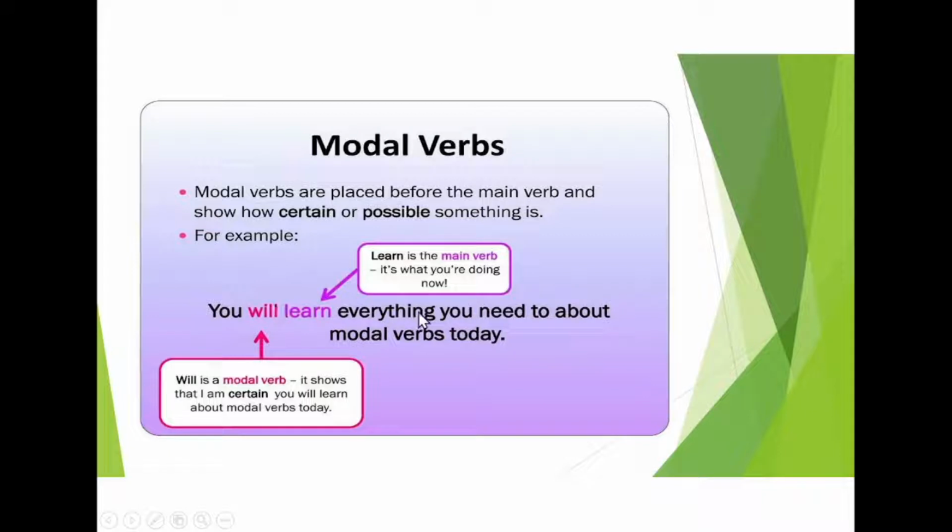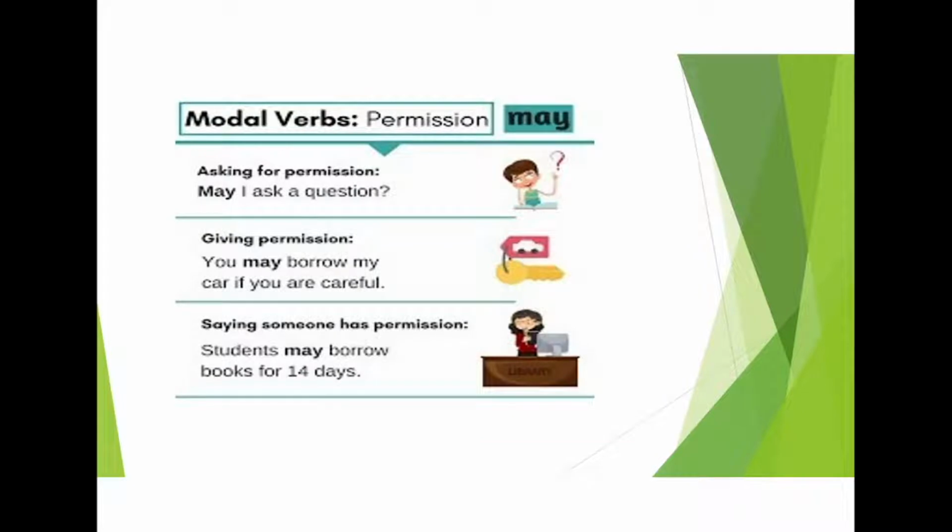Okay. For example, here we are talking about will as a modal verb. You will learn everything you need to about modal verbs today. So here will is a modal verb. It shows that I am certain you will learn about modal verbs today. So when you are completely sure of something, we use will as a modal verb. Alright. Now we have the next modal verb, may.